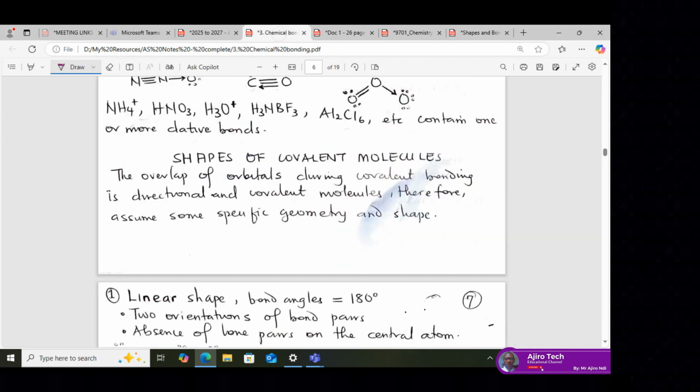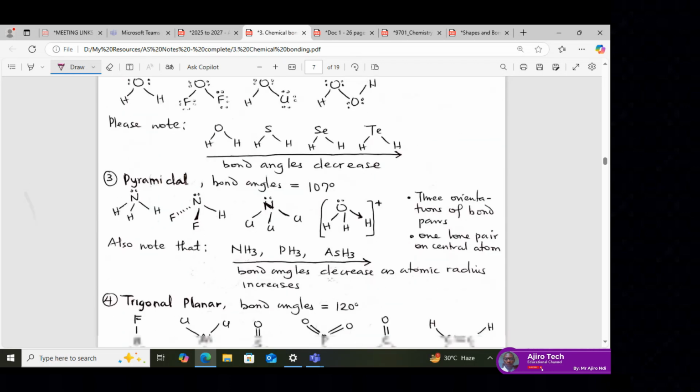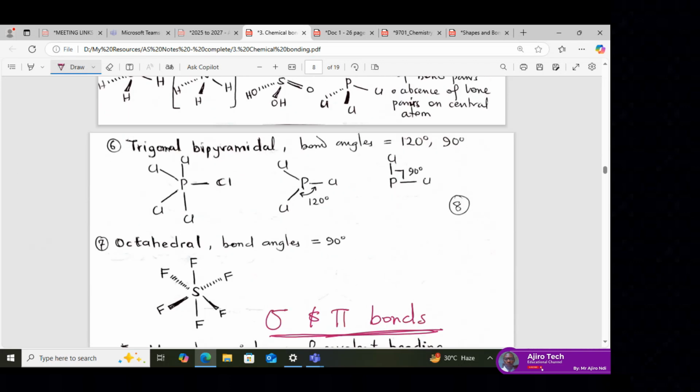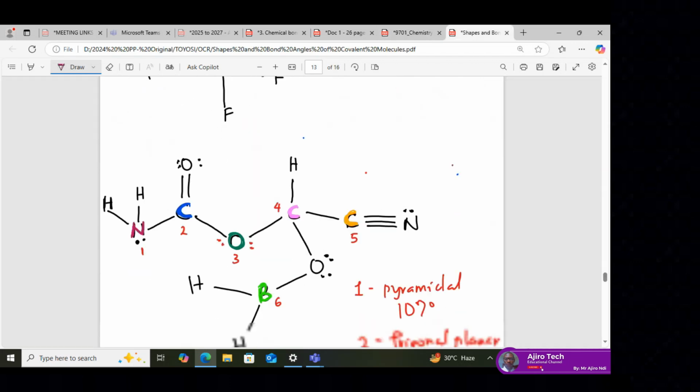There's one shape they mentioned that is not in the one I gave you. Shapes of covalent molecules: linear, bent, pyramidal, trigonal planar, tetrahedral, and now trigonal bipyramidal. Look at the first one, a group 5 element. How many centers of bonding pair? 1, 2, 3, 4, 5. What about lone pairs? None. When you have five centers of bonding pair and no lone pair, that is trigonal bipyramidal.